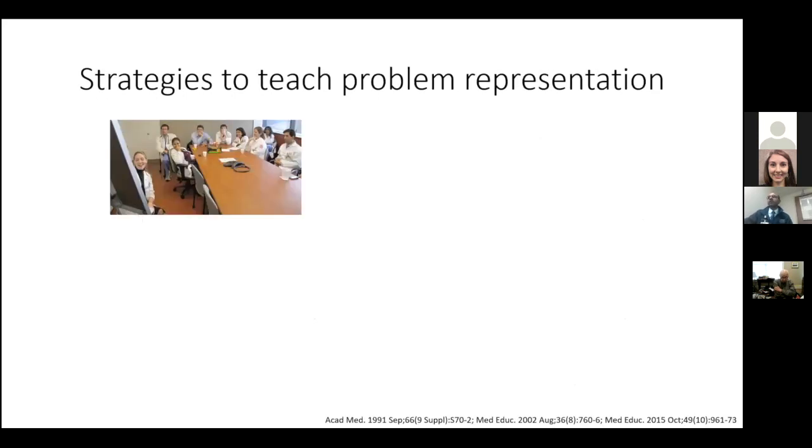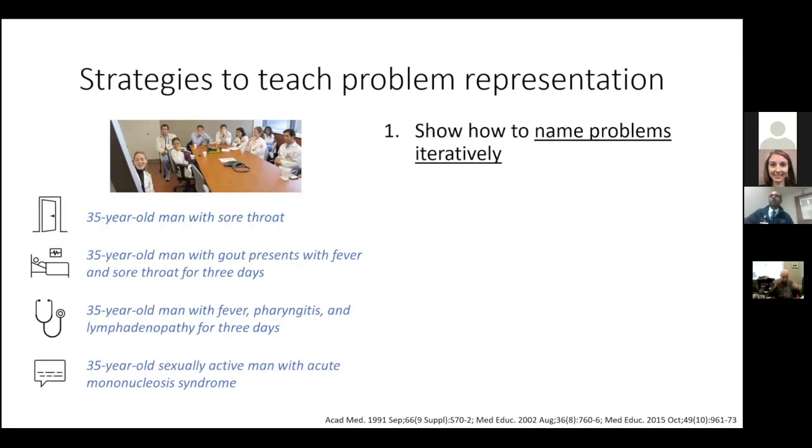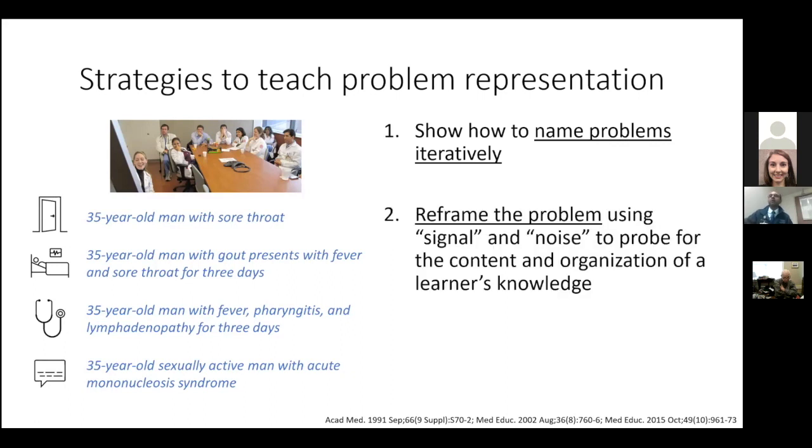So what are some strategies to teach problem representation more concretely using what I've just shown you? The first is to show how to name problems in an iterative fashion very explicitly. On the left side here, I've shown the same case, how it evolves over time as you gather historical data, physical exam data, social history data, and showing learners how you are naming the problem in your mind in an iterative fashion to navigate the differential diagnosis is very powerful.